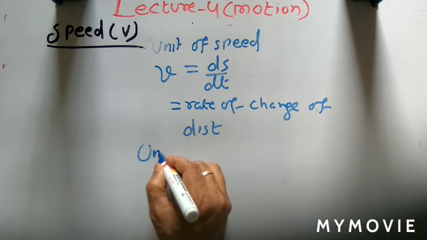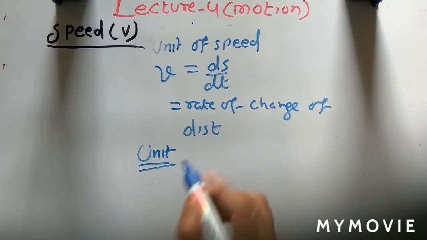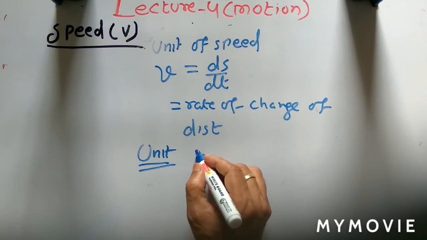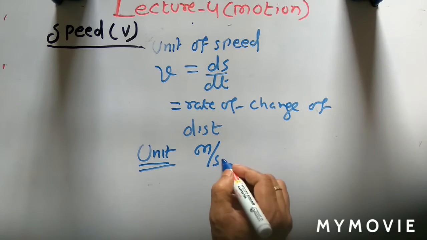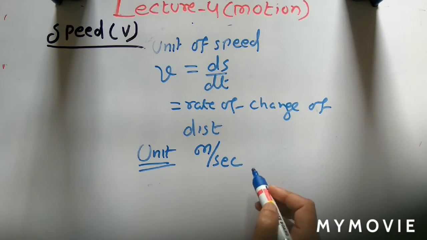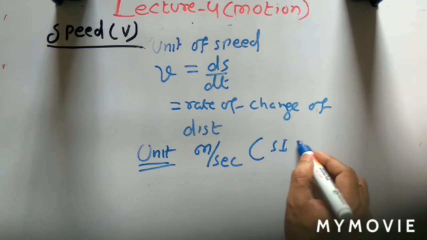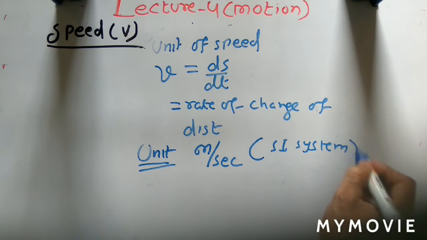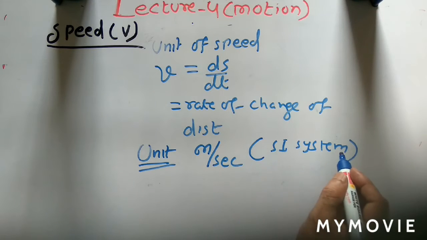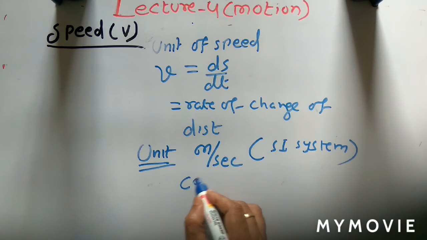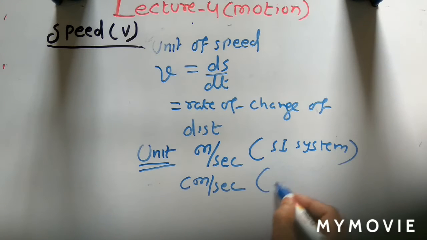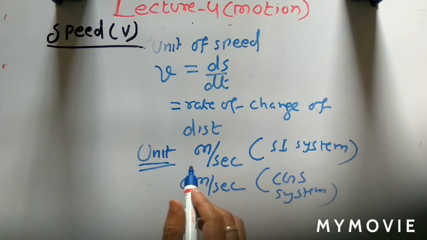Okay. So what is the unit of speed? Distance by time. Distance is expressed in meter, time is expressed in second. So meter per second is the unit of speed in the SI system. What is the SI system? It is the International Standard of Unit. And in the CGS system, it is centimeter per second. CGS system: C stands for centimeter, G stands for gram, S stands for second. So this is the unit of speed.